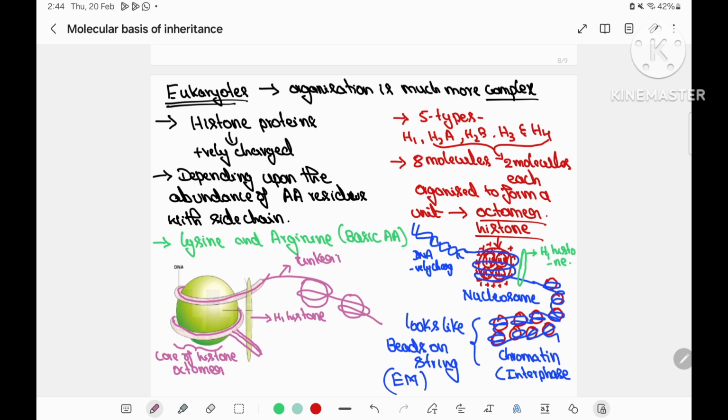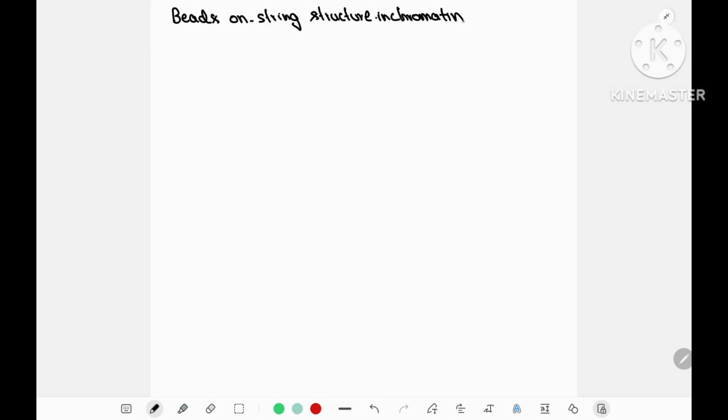Now, when one nucleosome is connected with another nucleosome, there is a short length of DNA present, called linker DNA, and that linker DNA is supported by the histone protein H1 histone. Many such nucleosomes are arranged to form a beads on string structure, and this structure is packaged to form a structure called chromatin fiber. This is the next level of organization. The basic level of organization is the nucleosome, so nucleosomes give rise to the beads on string structure.